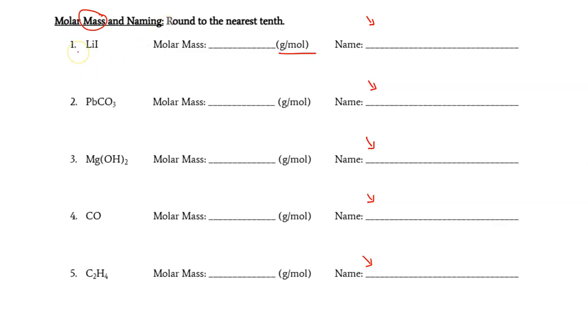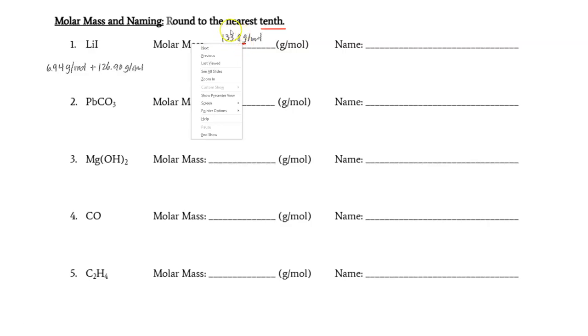Okay, so let's start with this one. We have lithium iodide. To get the molar mass, all I'm going to do is find the masses on the periodic table. Lithium has a mass of 6.94 grams per mole. Iodine has a mass of 126.90 grams per mole. There's just one of each of those, so I'm just going to add those numbers together. And I get 133.8. Now notice that's rounded to the tenth, so your calculator might have given you more digits there. In fact, it probably did, but we rounded that to the nearest tenth to get 133.8.